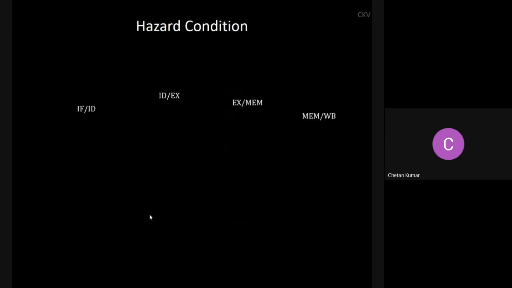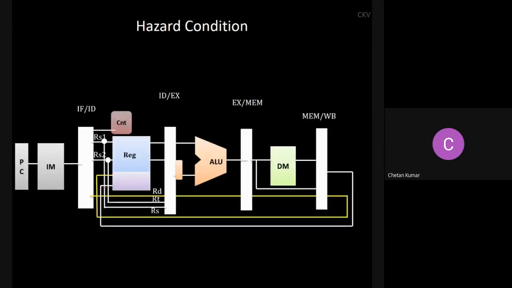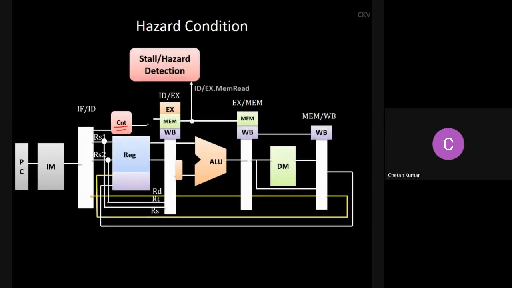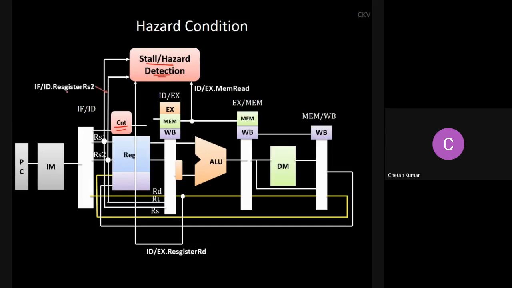Okay, so if you just see how the implementation will be, so control unit will generate the control signals, but in addition to that, you add a multiplexer here. Okay, but you have the stall or hazard detection unit, which will take ID/EX memory signal, ID/EX RD signal. It will also take the IF/ID register RS2 as well as RS1 as inputs. Now it will produce some outputs. Can you tell me what will it produce as the outputs?